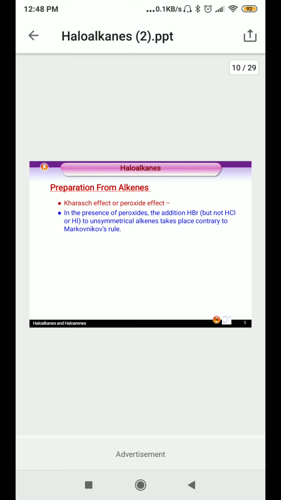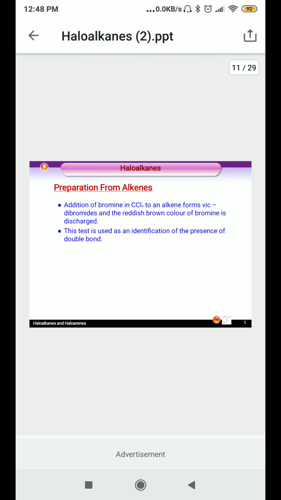So बच्चों, you have to keep this point clear, that whether you are calling it anti-Markovnikov or Kharasch effect or peroxide effect, all these three are the same. They have the same meaning, in which it is written that in the presence of peroxide, the addition of HBr to unsymmetrical alkene takes place contrary to the Markovnikov, that is opposite. So the halogen group will go to that carbon atom which has the maximum number of hydrogen atoms.